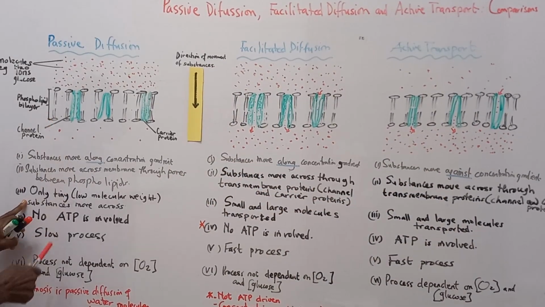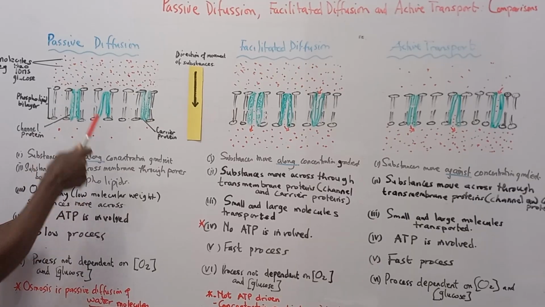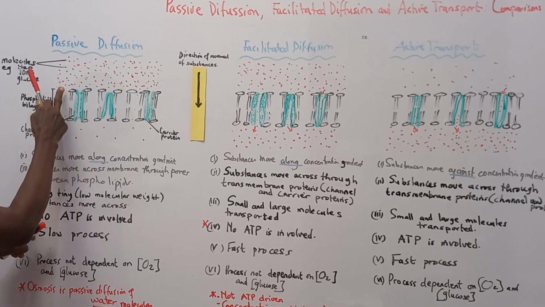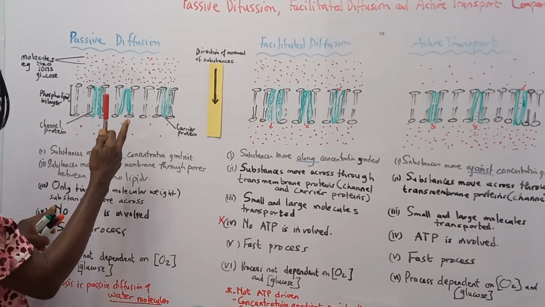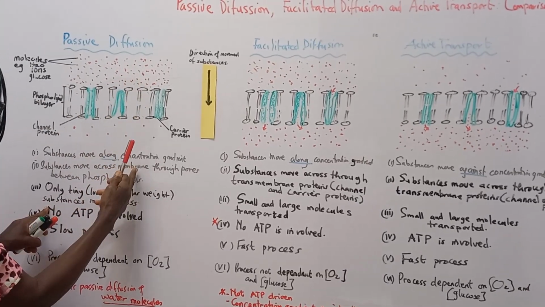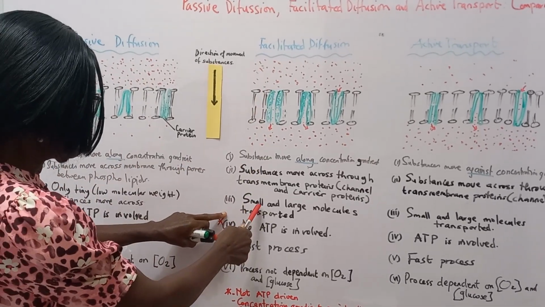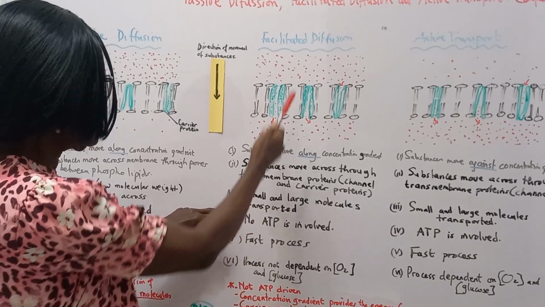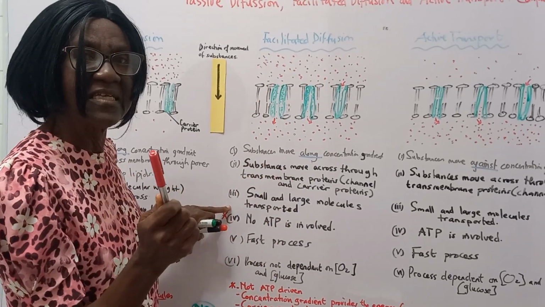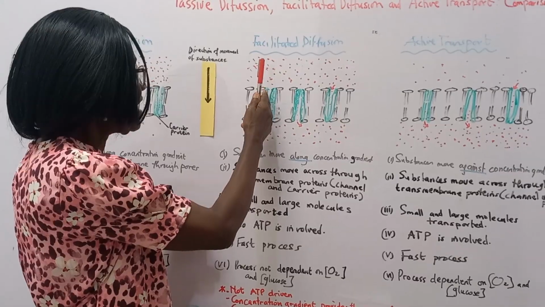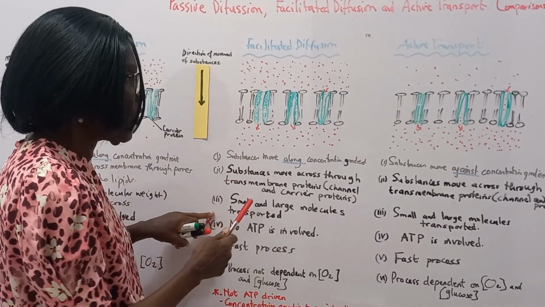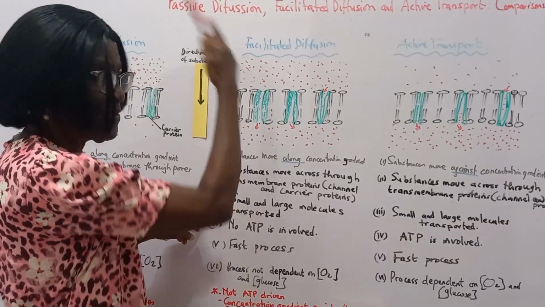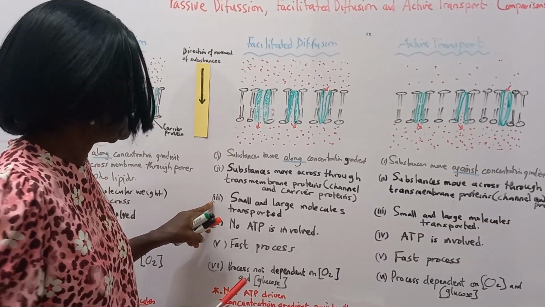Now, in passive diffusion, only tiny molecular weight substances can move across. Very tiny, like water molecules and small ions or solutes, they can move across. In facilitated diffusion, small or large molecules can be transported. For instance, small molecules like water can be transported through channel proteins called aquaporins. We discussed this in our previous lesson, aquaporins.